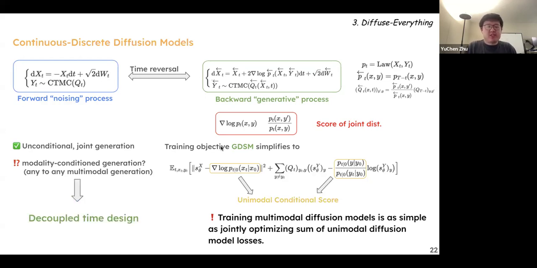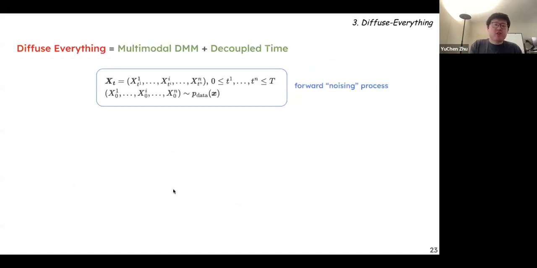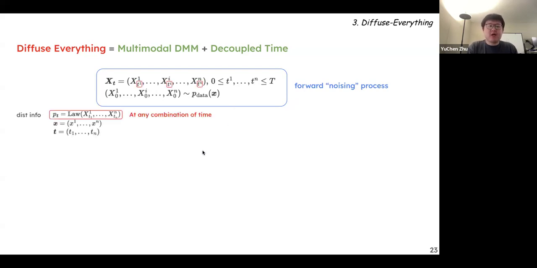We can in fact achieve this with a simple tweak of the design by introducing a decoupled time. What we mean by decoupled time is that if we go back to the multimodal DMM, instead of having the same time t for each of the dynamics, we can now allow a different time for each of them. So let's say we can have at most n different times, t1 to tn. Each of them changes freely between 0 and T.